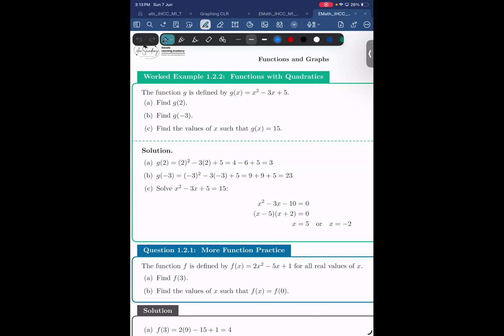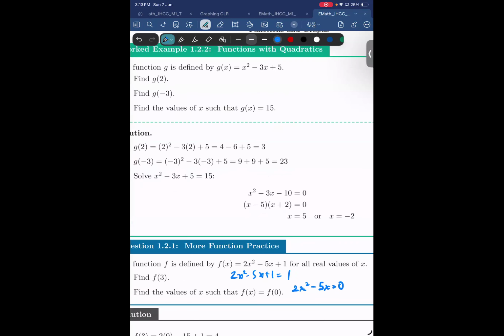So next one, find the values of x such that f(x) equals f(0). So we need to find out what f(0) is. f(0) basically means you sub in 0 inside. In this case it will just be 1. So your goal is to find 2x squared minus 5x plus 1 equals 1, which means you minus 1 on both sides. It will be 2x squared minus 5x equals 0.